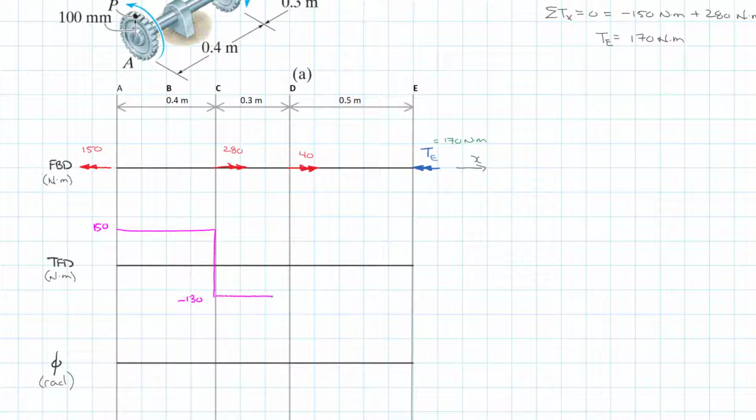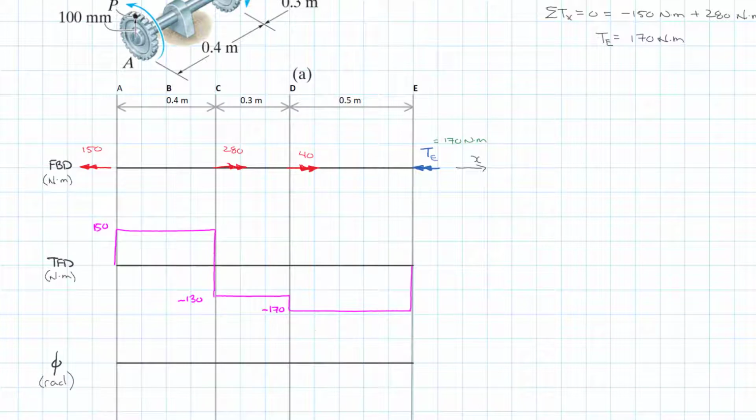There's no change between there and D. And then we have our 40 takes us negative additional 40 down to negative 170. And again, constant between there and our support, which is a value of 170, which takes us up to 0, which is a good thing. Otherwise, we would have made a mistake along the way. So I'll just close that off to finish our diagram. So we have our torque force diagram. So we know what the torque is everywhere along the length of the shaft.